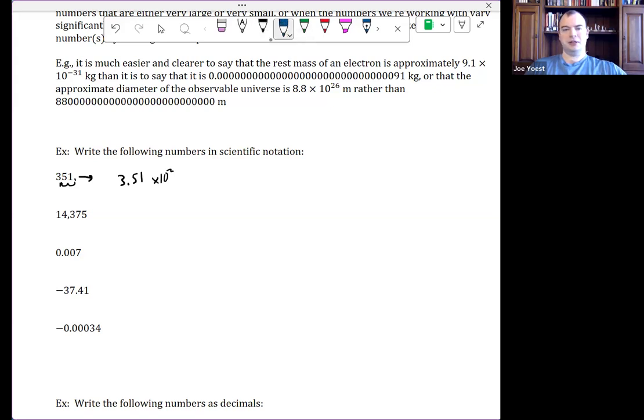If I look at, say, 14,375, I need to move 1, 2, 3, 4 decimal places to the left to get 1.4375.